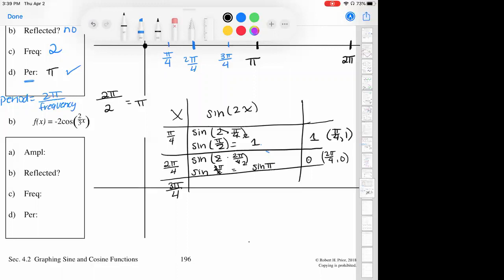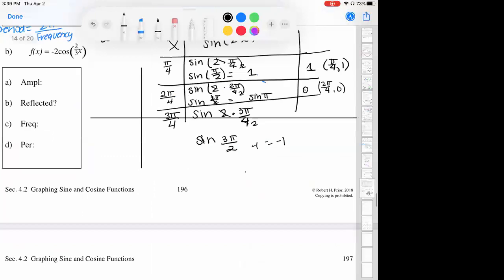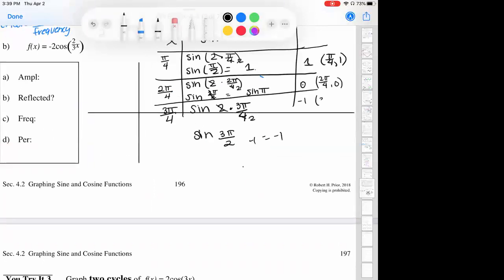Let's take a look at 3 pi over 4. So we're going to plug that in. So I have sine of 2 times 3 pi over 4. These cancel out, we're left with 2. So sine of 3 pi over 2. At 3 pi over 2, sine is negative 1. So we're left with negative 1. So I have 3 pi over 4 and negative 1.